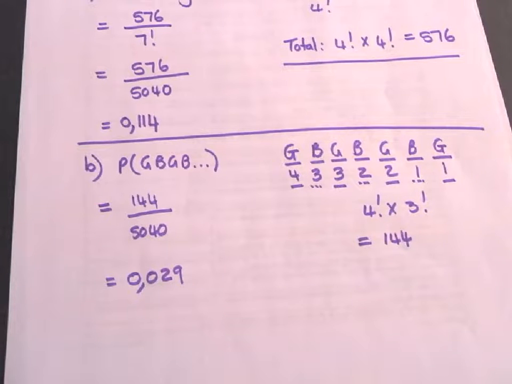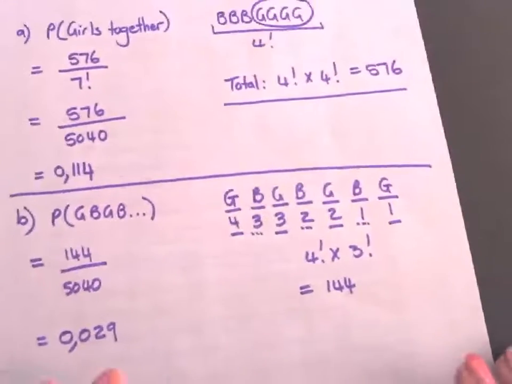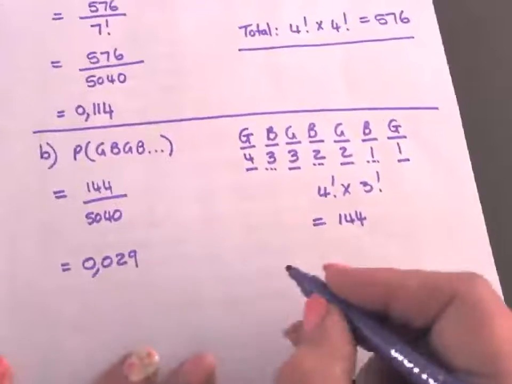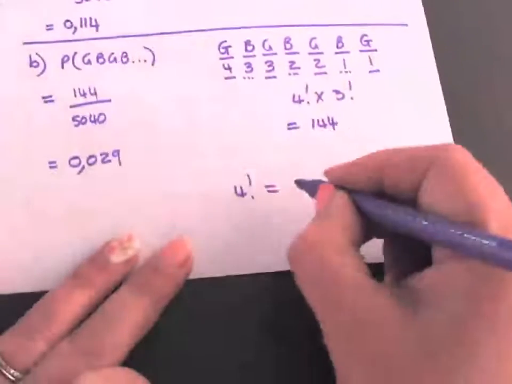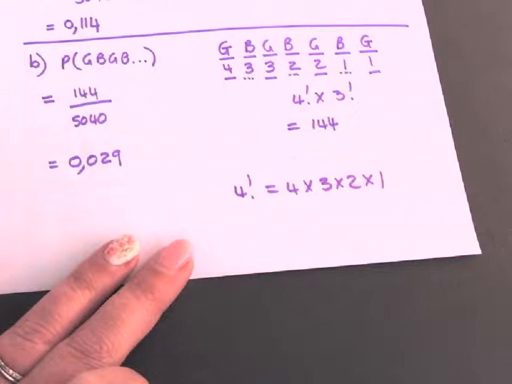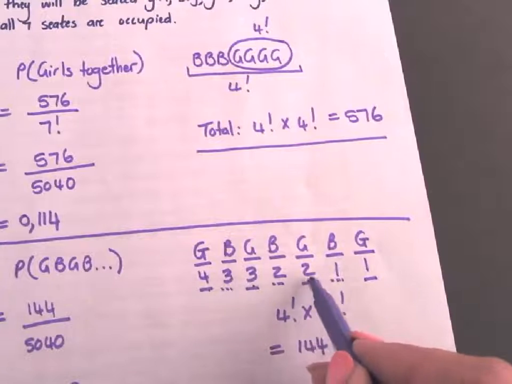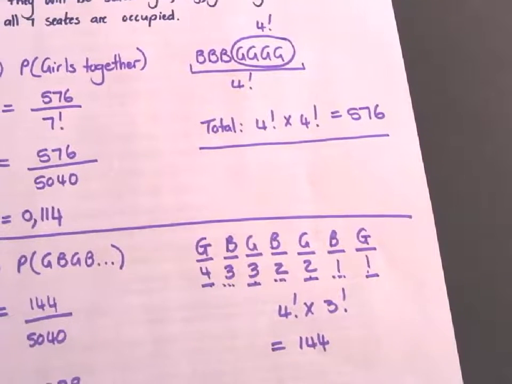Are there any questions? Yes. When you say four, how is it 4 and 3? What are you counting? Okay, can you remember that factorial means it's 4 times 3 times 2 times 1. Okay, so for the girls we have 4, 3, 2, 1. And for the boys we have 3, 2, 1. More questions?